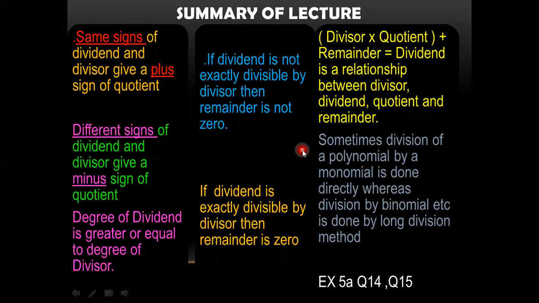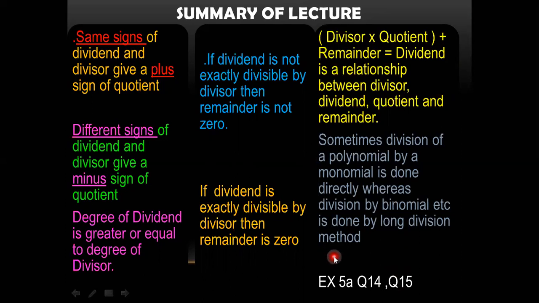And we see that sometimes division of a polynomial by a monomial is done directly, as we have seen in lecture number 6. But today we have seen that division by binomials is done by the long division method, as all the questions that we solved today were done by this long division method. And a few questions in lecture number 6 we also solved by the long division method. Then we solved questions number 14 and 15 from exercise 5a, and alhamdulillah we have finished exercise 5a.